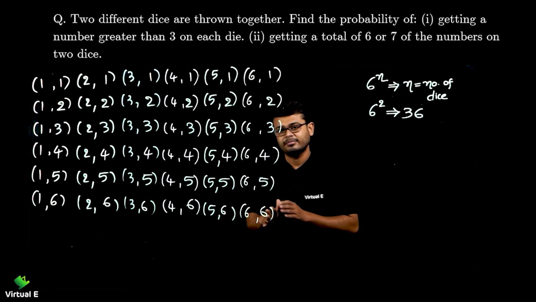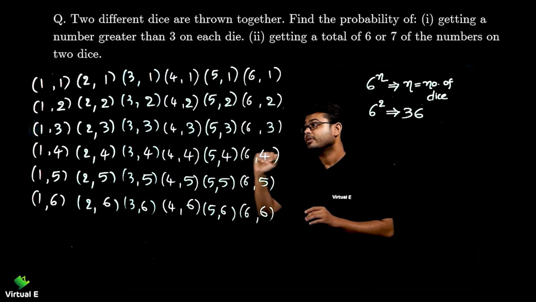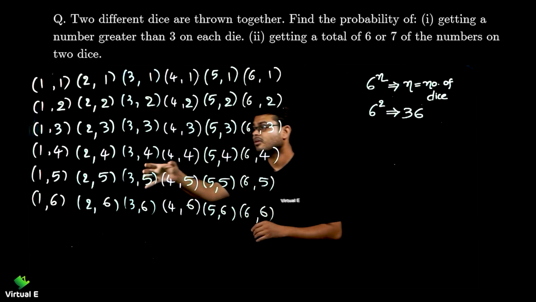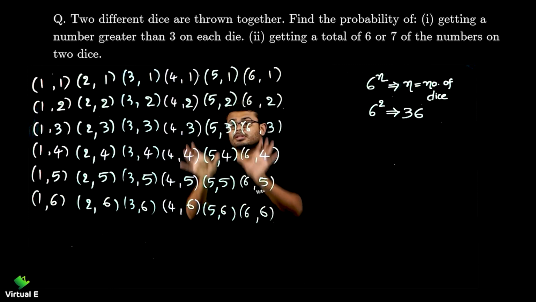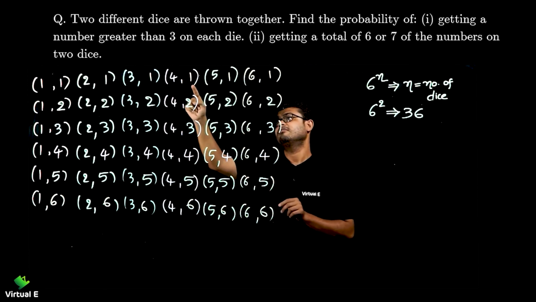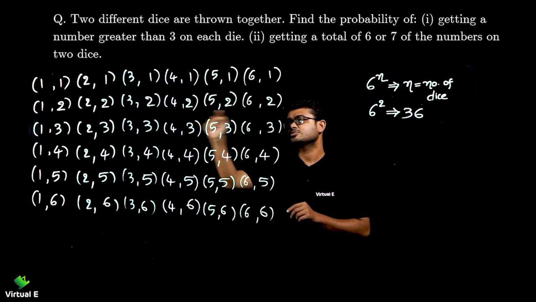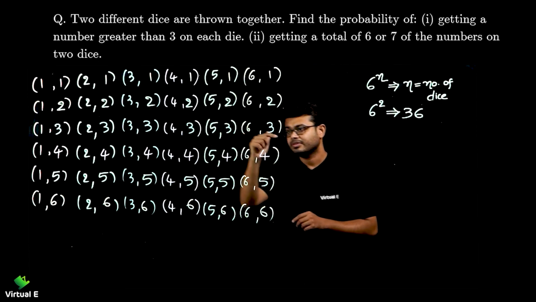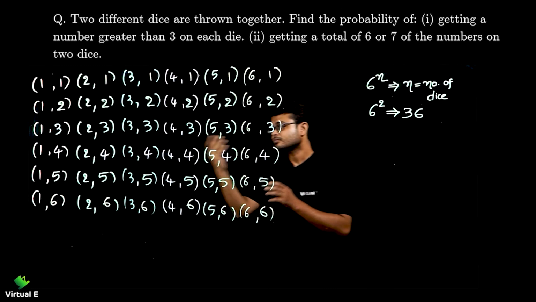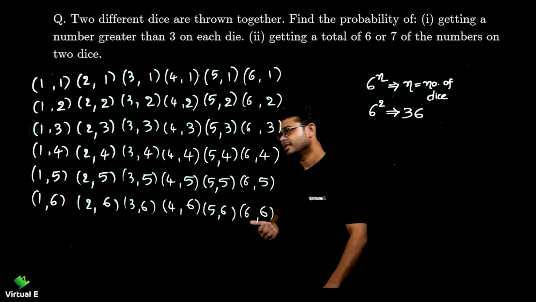We have to take numbers greater than 3. 3 we cannot take, right? So the first, second and third columns are gone. Now these 3 columns are left to us. See, 1 1 1 not acceptable, 2 2 2 not acceptable, 3 3 3 not acceptable again. So what's left to us?